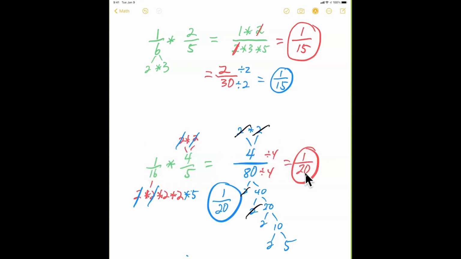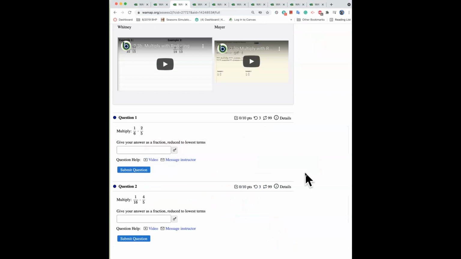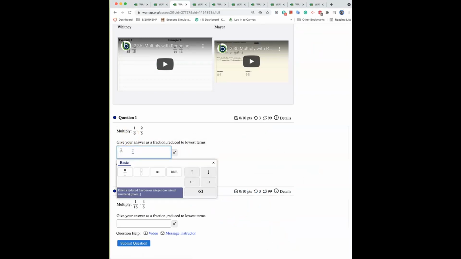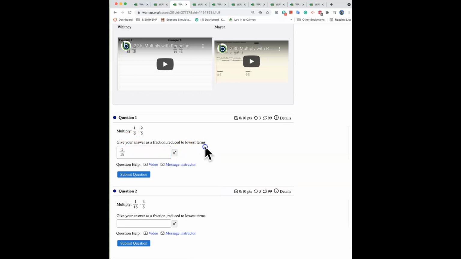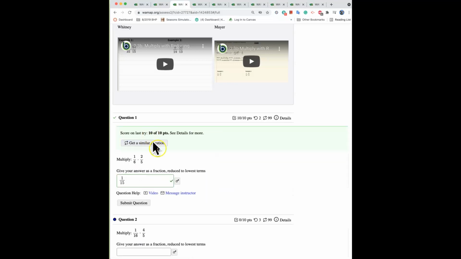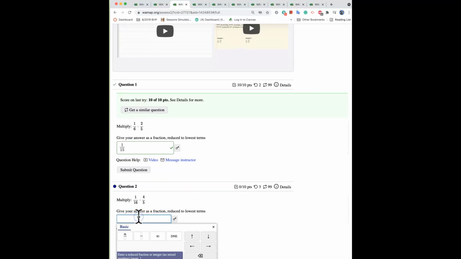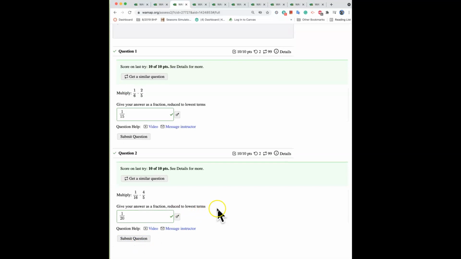Oh, why don't we plug these in at WAMAP and see how we did. So the first one, 1/15. About an hour ago I got one wrong because I didn't reduce. And then 1/20. These are called unit fractions when they have 1 in the numerator, so those can't be reduced. So look at that. Okay.